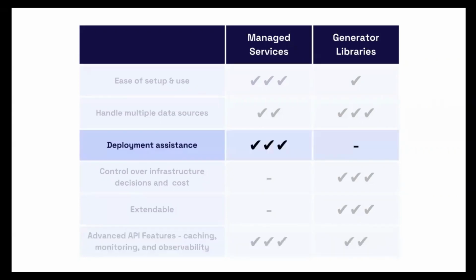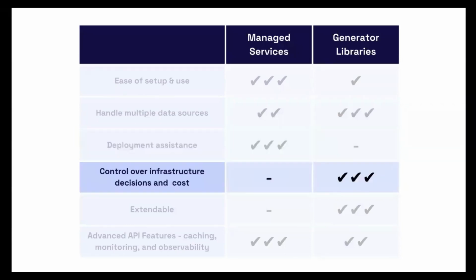While library documentation might include some basic deployment guides for different cloud providers and architectures, they don't typically provide direct assistance with deploying a server. Without deployment assistance, developers have full control of their infrastructure decisions and cost. But this comes at the expense of the developer's time and the deployment complexity that Kim was just talking about.